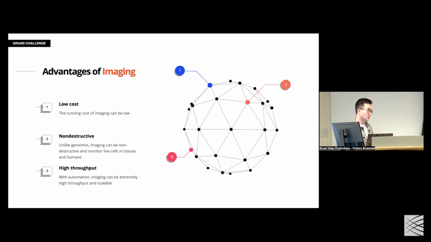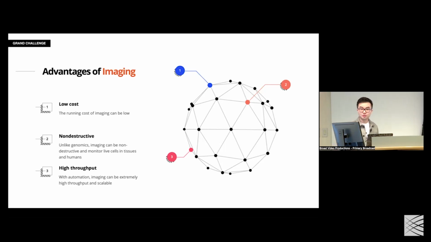There are a lot of advantages of doing imaging. First of all, it's low cost. The running cost of many of these imaging methods that we're testing now is basically the electricity bill, constantly running this instrument.